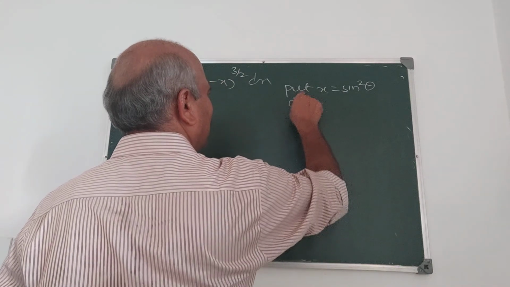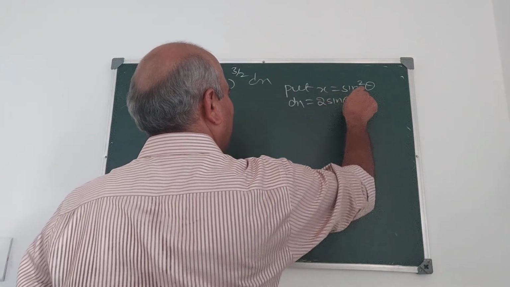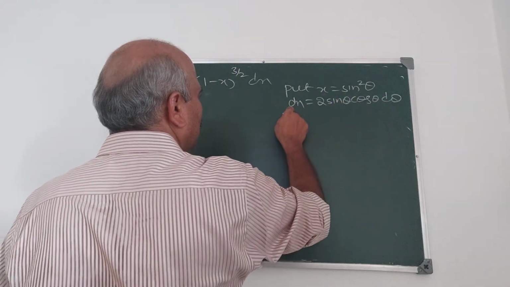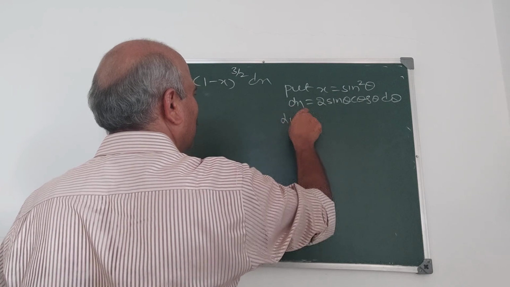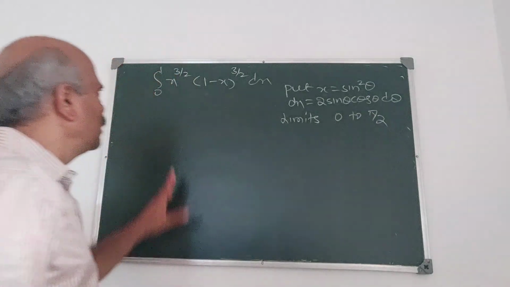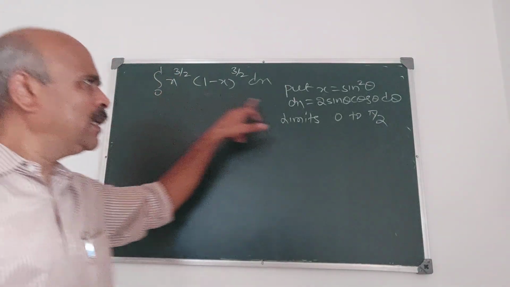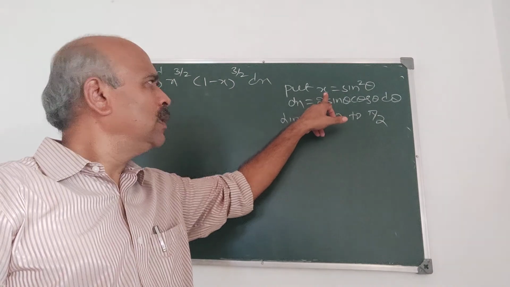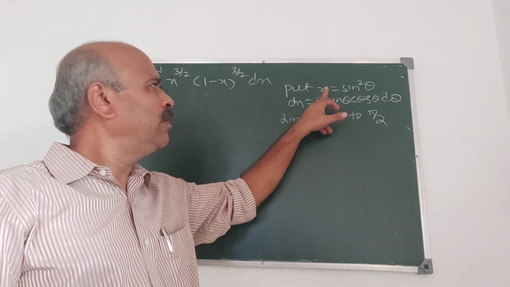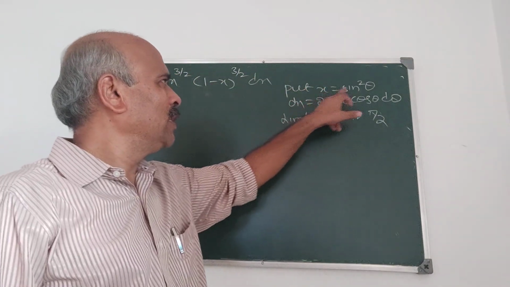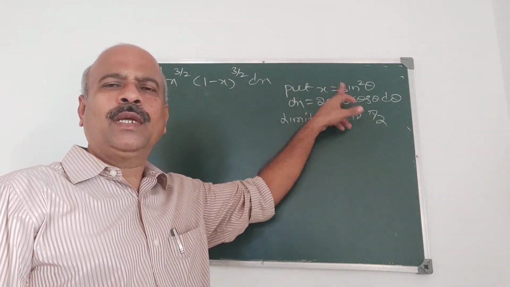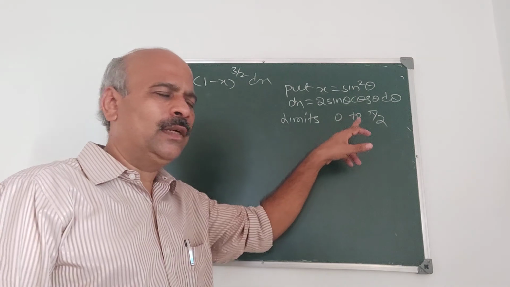If x is sin square theta, what is dx? It is 2 sin theta cos theta d theta, and the limits 0 to 1 become 0 to pi by 2. Because x is 0, the lower limit, sin theta is 0, which means theta is 0. For the upper limit, x is 1, so sin square theta is 1, sin theta is 1, so theta is pi by 2.